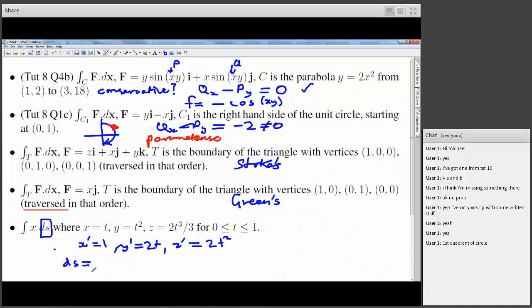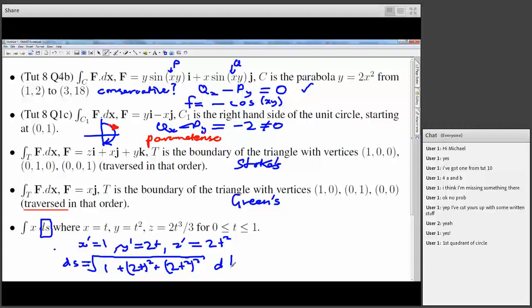So the differential ds is pretty much the length of the vector containing all the different derivatives. And I've got 3 of them here. So the length would be the square root of the sum of the squares. So it'd be 1 squared plus 2t squared plus 2t squared all squared. If it was in 2 dimensions, you just sum up the squares of the 2 derivatives. If it's 3 dimensions like I've got here, sum all 3 squared, and keep going.